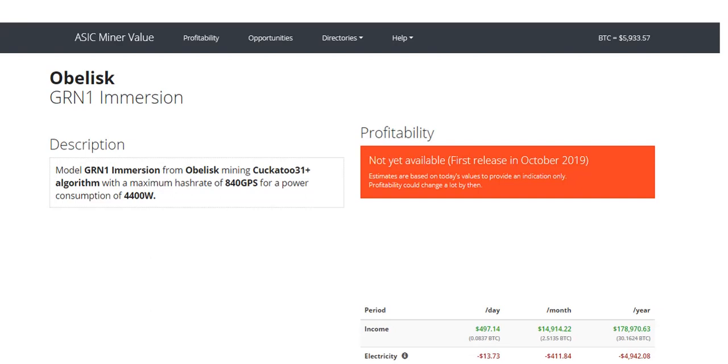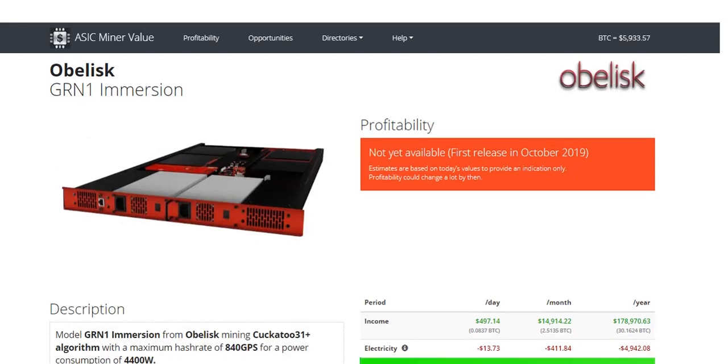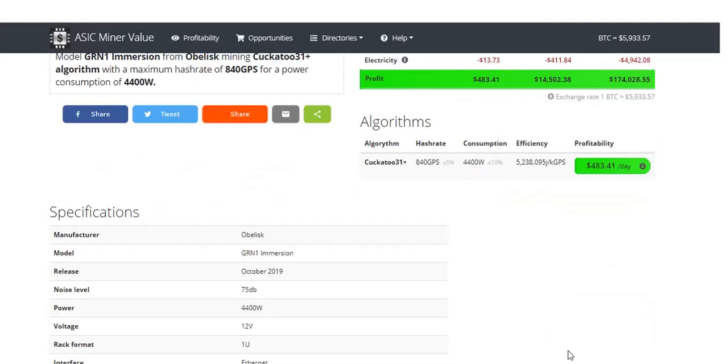Now, if you really could get this machine, given it's a very, very high price tag, because as you can see, it's $497 a day. It only costs you $13.73 of electricity a day, right? So that gives you $14,914 a month. That's after you take off the cost of the electricity. I don't know why my computer is doing that.